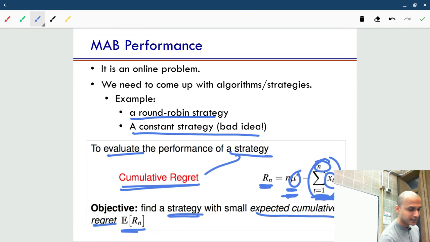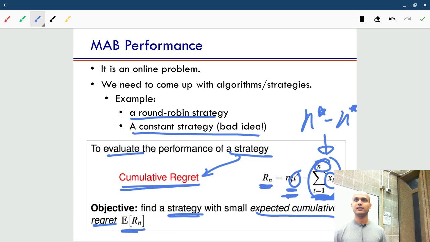Now every strategy comes with a particular expected regret, and we would prefer strategies which have low regret. They would do as well as if I had known the true conversion rates beforehand. That would be the best, but of course, without knowing the conversion rates, you may not be able to have zero regret. If you knew the conversion rates, you would have zero regret because you'd always pick the best arm, the best website to show. So every round, in expectation, you would get mu star minus mu star, so you'd have zero regret.